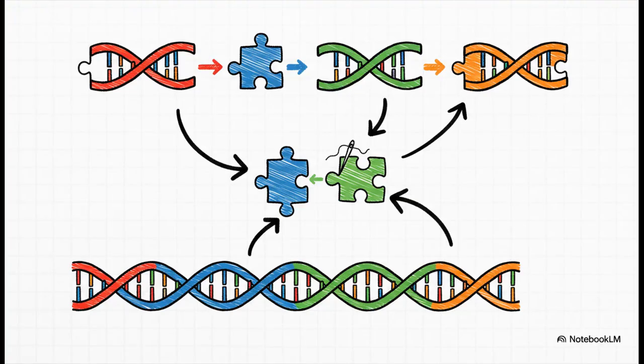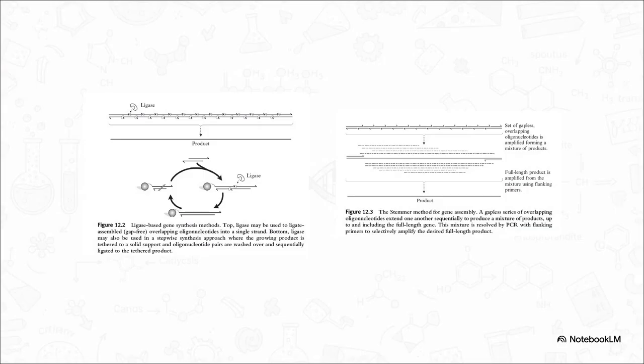The answer is assembly. Scientists design and synthesize a whole bunch of short, overlapping pieces of the final sequence they want, and then they cleverly use the cell's own molecular tools to stitch all those little pieces together in the right order. And there are two main ways they do this, both borrowed right from nature's playbook.